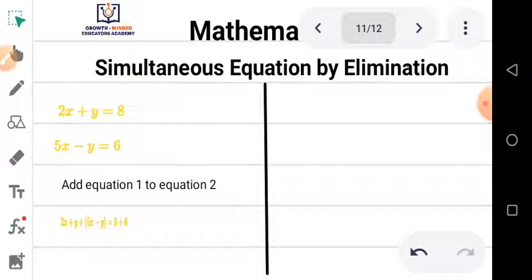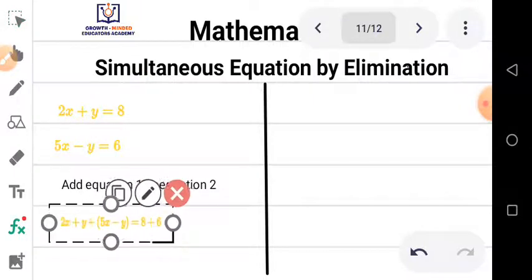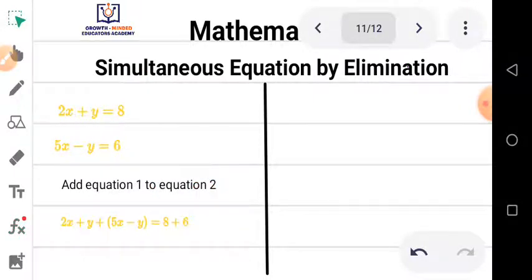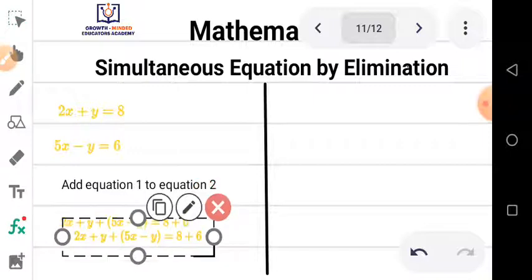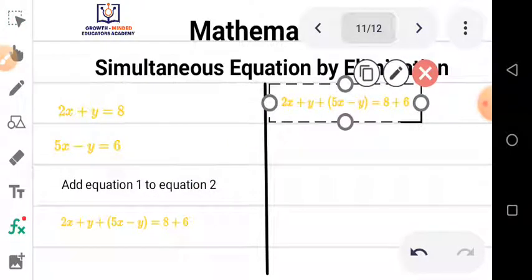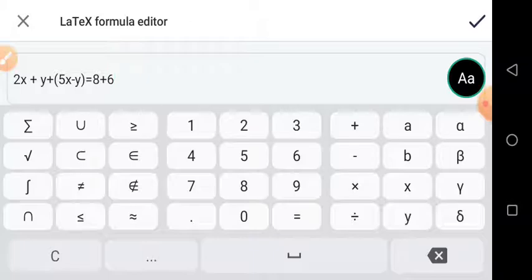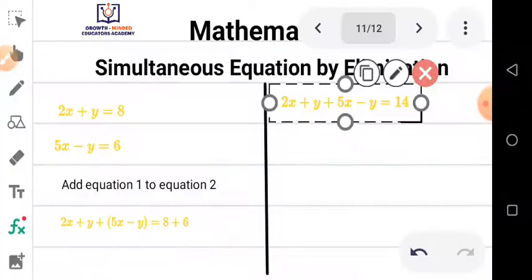Alright, so this is where we add equation 1 to equation 2. So now let's open the bracket. If we open the bracket, this will simply give us 2x plus y. So we just need to remove the bracket, and 8 plus 6 will give us 14.